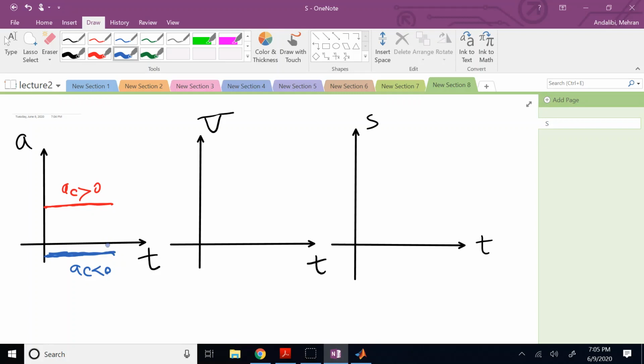Then you can clearly see that v is going to be a linear function of time. So if a is positive, v will keep getting more toward positive numbers. So it is going to be like this. Or it is going to go like this. So v is going to be a constant times t plus initial velocity v0, which is this point here, v0. Okay?